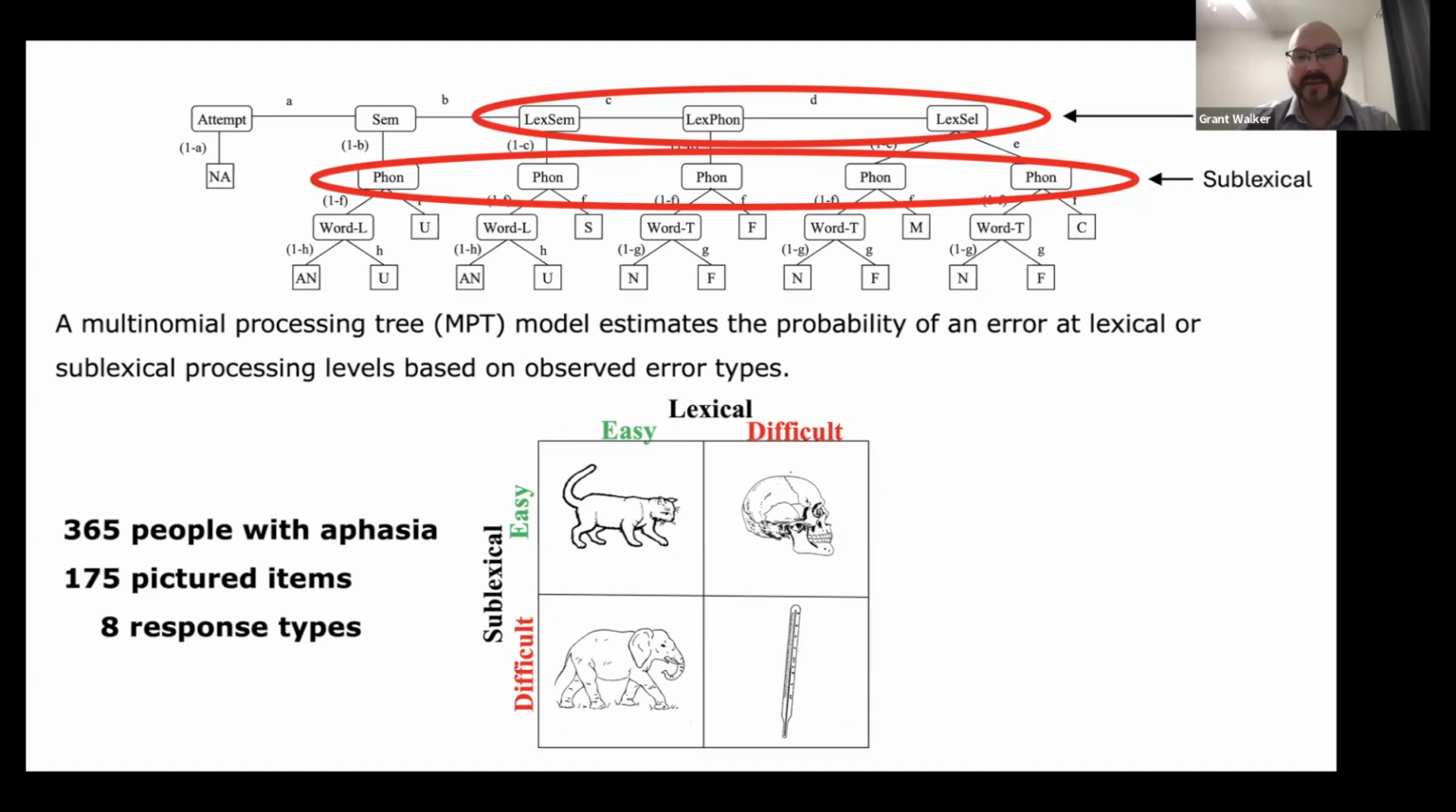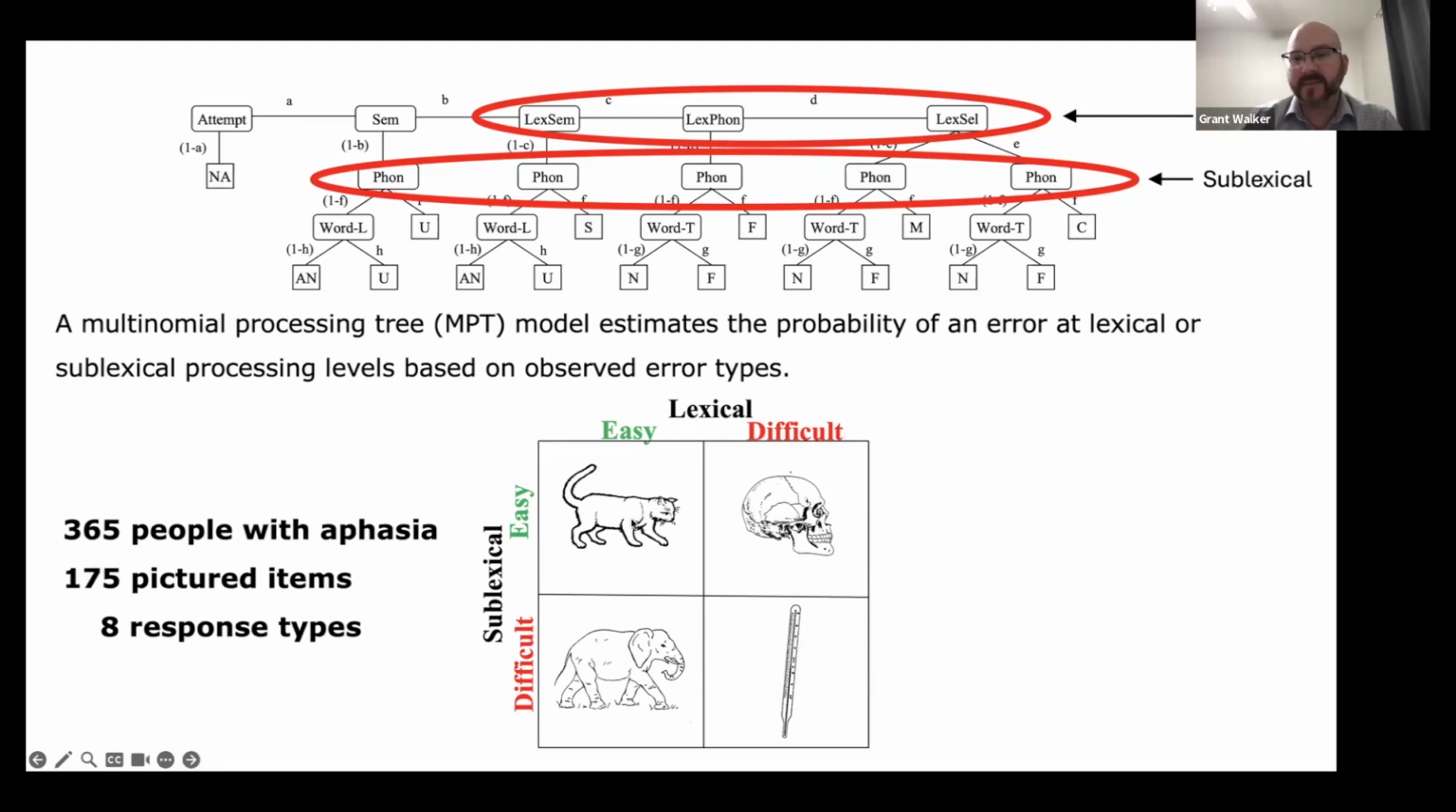And this allows us to sort out the items in terms of whether they're easy to choose the word. So items like cat or elephant, these are animals that we learn early on in life. They've got distinctive features, whereas things like skull or thermometer have to do with sickness and death. We don't think about them so much.